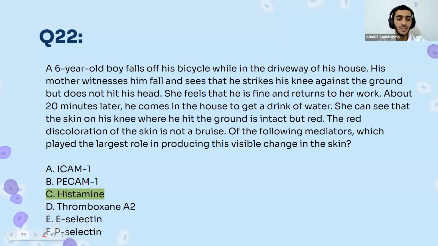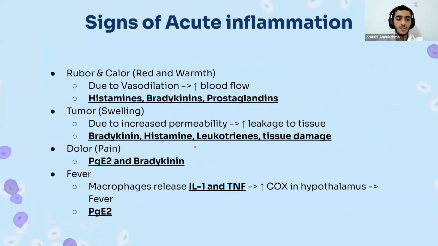Now ICAMs and PECAMs are not really associated with vasodilation. They're more about the neutrophil pathway. Thromboxane A2 is responsible for platelet aggregation and so on, so it's not really the choice. P-selectin and E-selectin are also going to be in the neutrophil pathway movement. So this is why the answer is C.